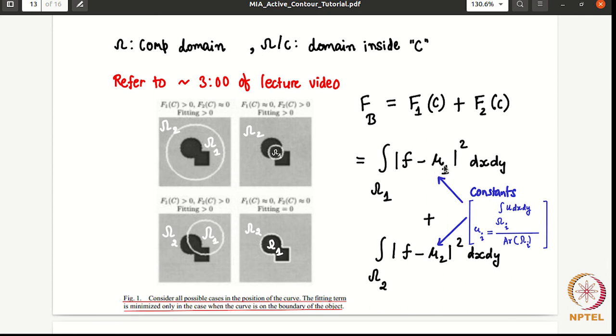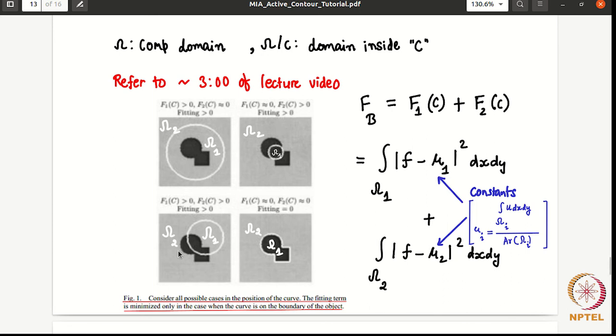Considering all possible options, you can see that the value of this energy functional will drop to 0 only when the curve fits the actual boundary. So in this case, the first f1 will be greater than 0, f2 will be close to 0, because in f2 everything is smooth. In this case, f1 is almost 0 because most of the area is black, but outside we have black and gray, so f2 will be greater than 0.